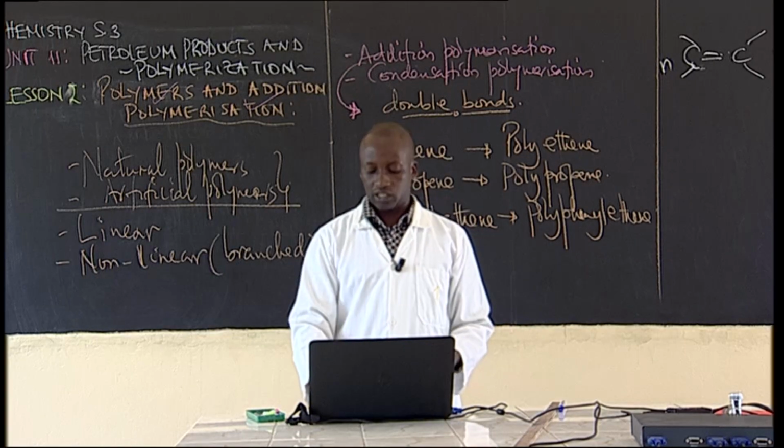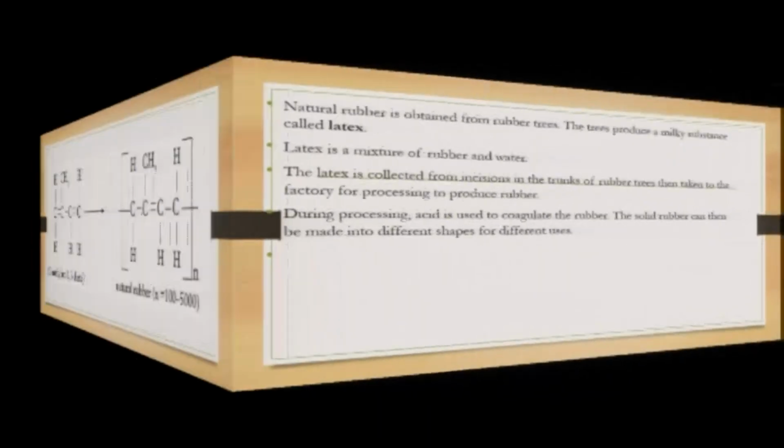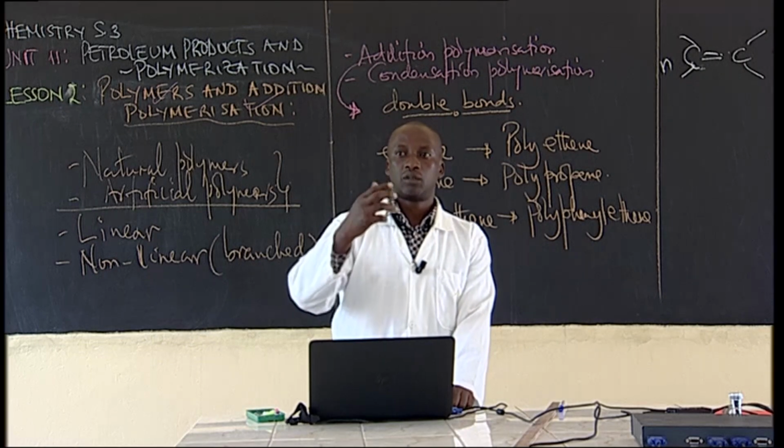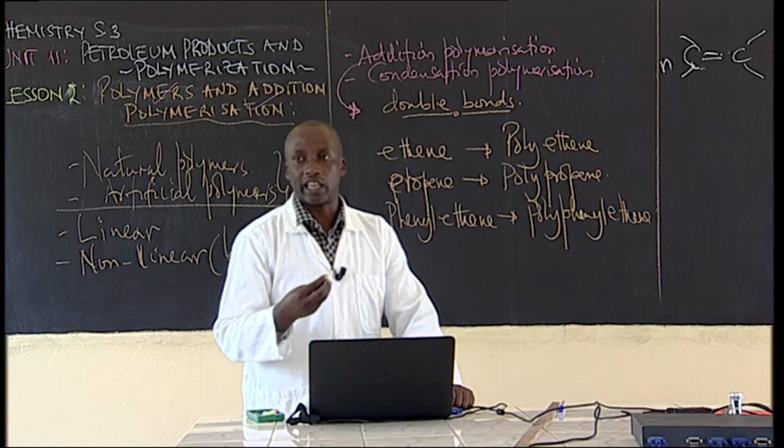There are some trees that contain these substances. Natural rubber is obtained from rubber trees. These trees produce a milky substance, which is called latex. You have seen some trees that produce milky liquids. So they produce a liquid, and rubber looks like that.